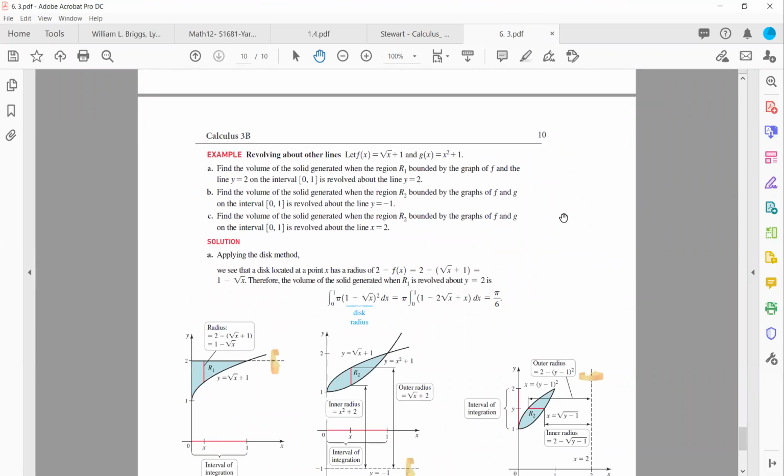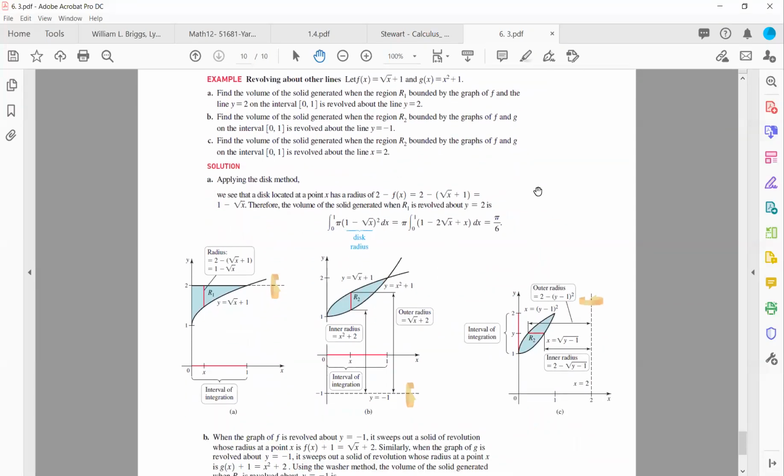So suppose you have two functions, square root of x plus 1 and x squared plus 1. First of all, find the volume of the solid generated when the region bounded by the graph of f and the line y equals 2 and the interval 0 to 1 is revolved around the line y equals 2.